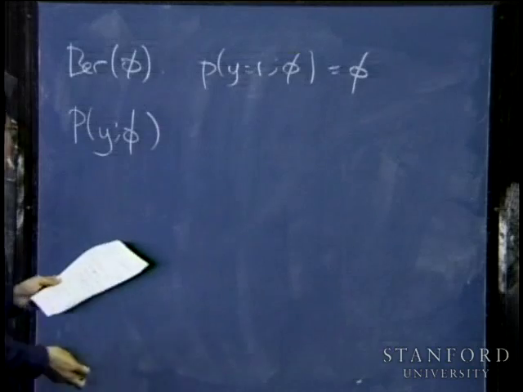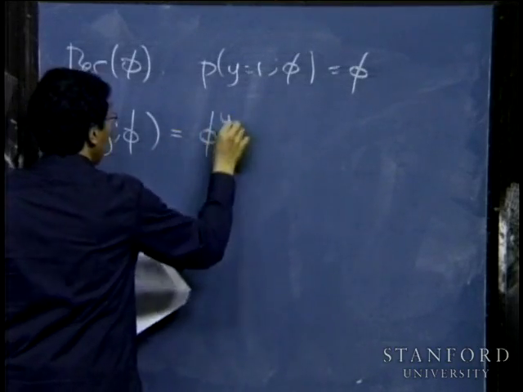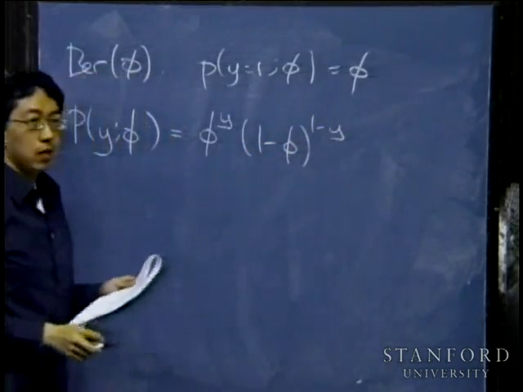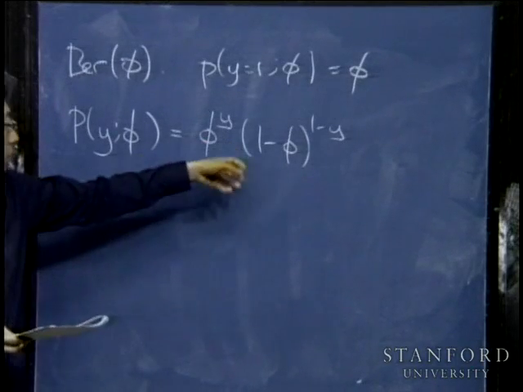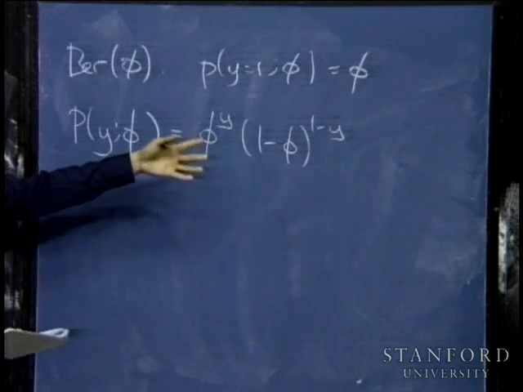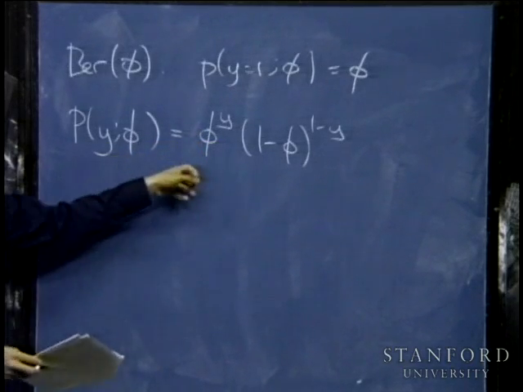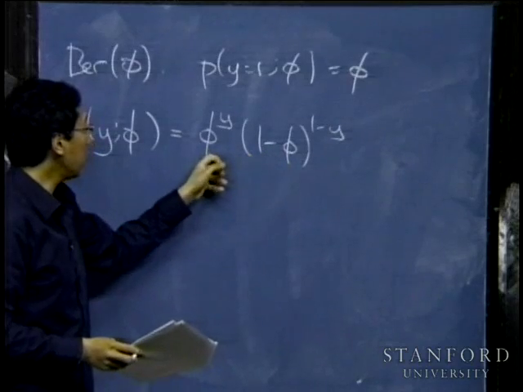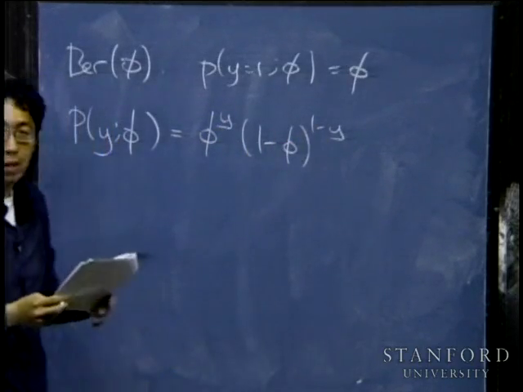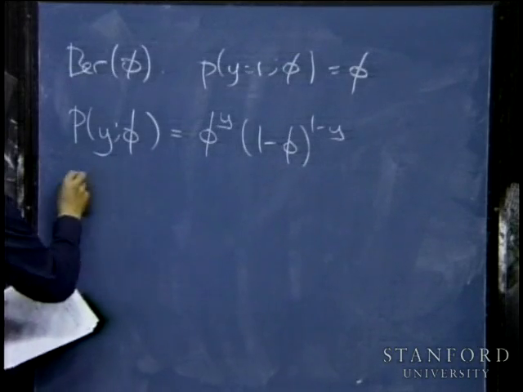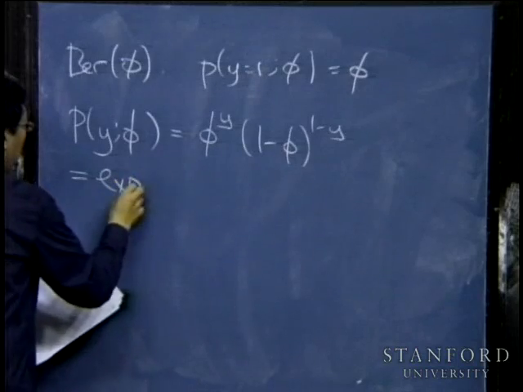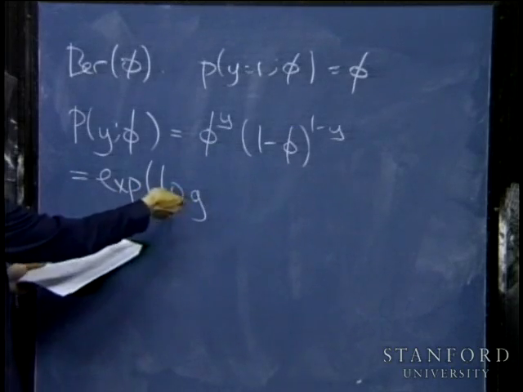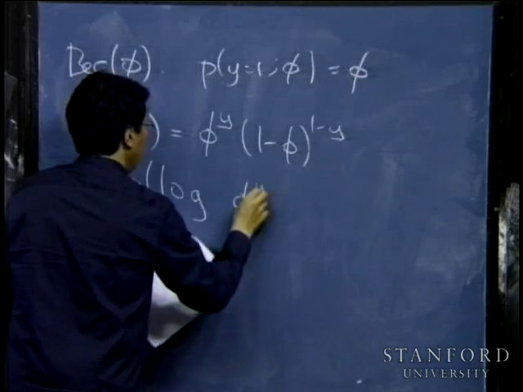The probability of y parameterized by phi is equal to that. You already saw a similar exponential notation when we talked about logistic regression. The probability of y being 1 is phi. The probability of y being 0 is 1 minus phi. And so we can write this compactly as phi to the y times 1 minus phi to the 1 minus y. So I'm going to take the exponent of the log of this. Exponentiation and taking logarithms cancel each other out, so it doesn't change anything.